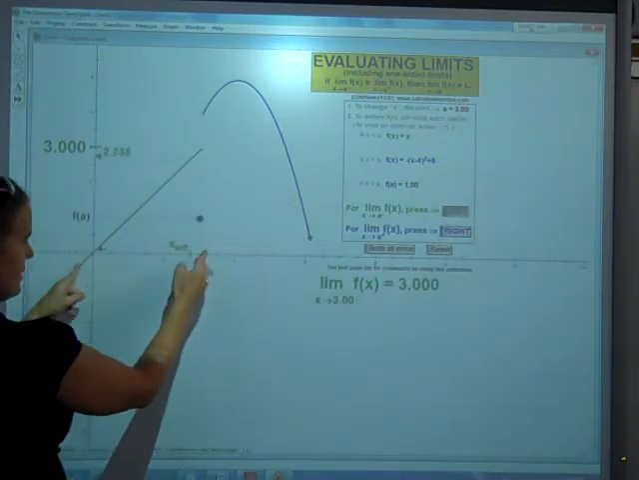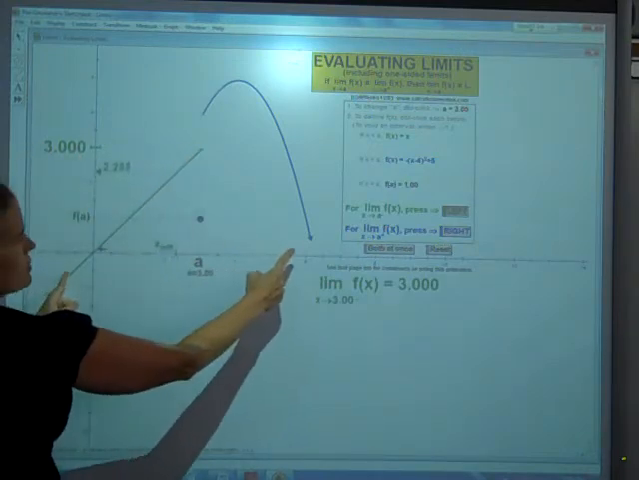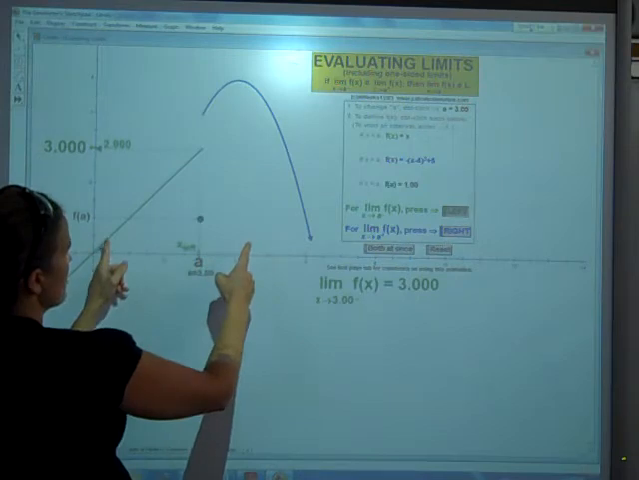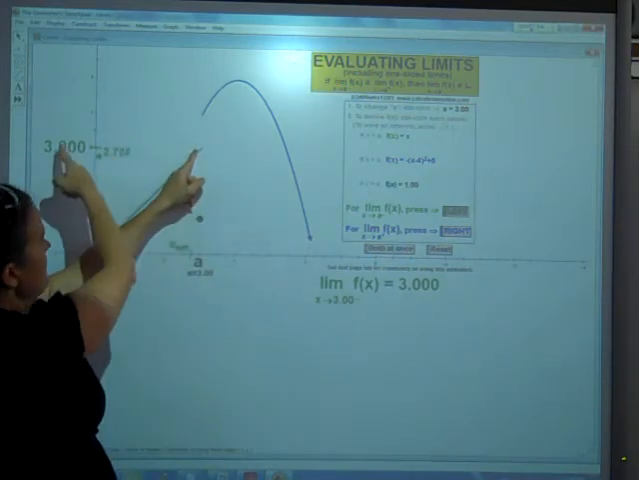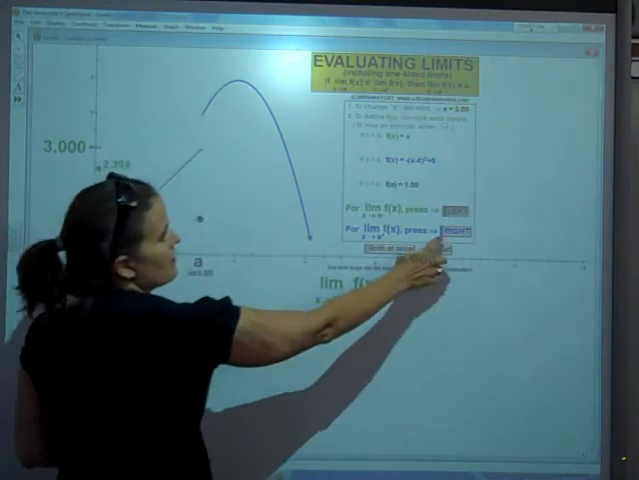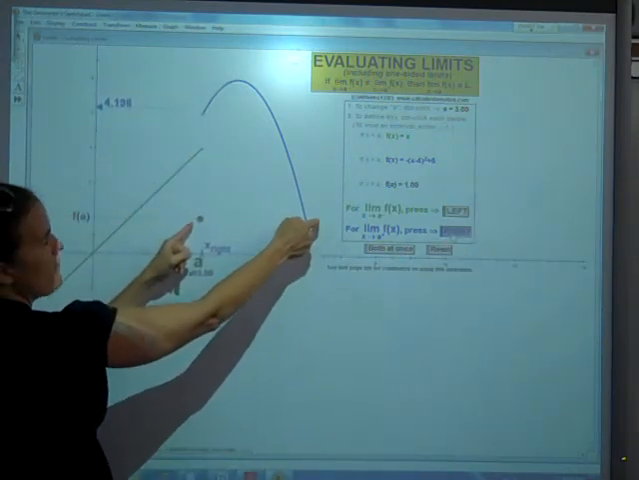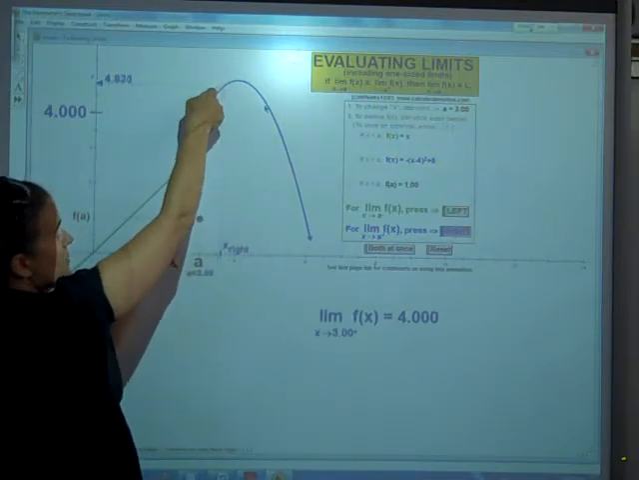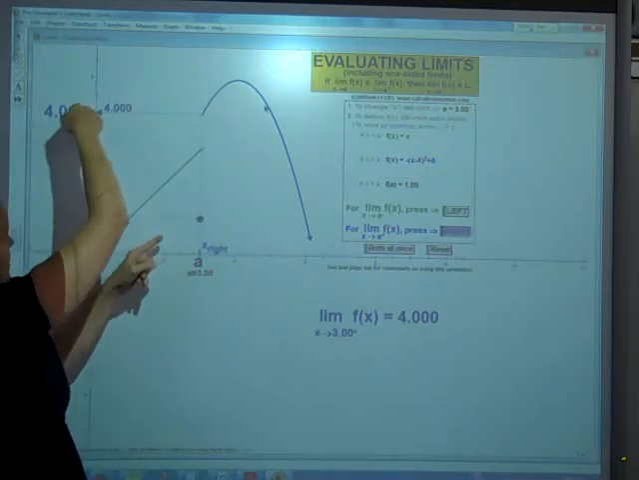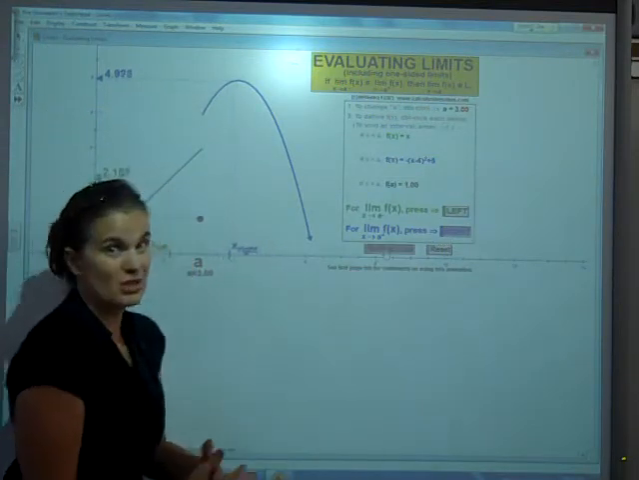So here the limit from the left, we'd be getting closer and closer to 3. You're tracing along the curve, or in this case along the line, as you get closer and closer to A from the left would be 3. If we look at the limit as we get closer and closer to A from the right, we would be following this parabola. As we get closer and closer from the right, we'd be getting closer and closer to this value, 4. So this is part of what we're going to be looking at today.